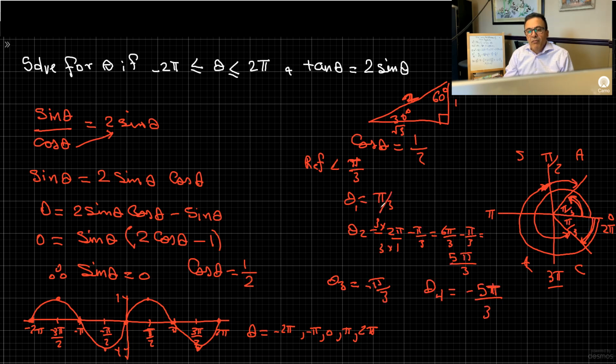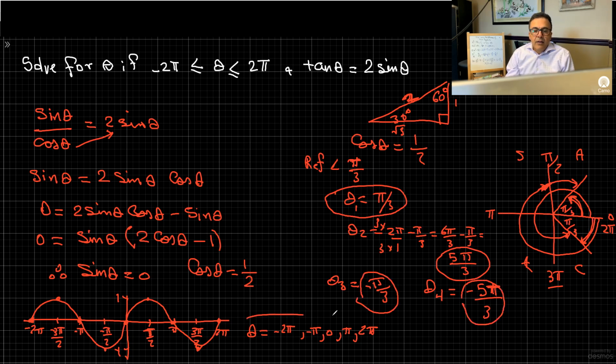And so these are your answers. So theta 1 is pi/3. Sorry, that's what I meant right there. So that's theta 1. And this is theta 2 right here. And also this and this. And all of these are your answers for this question.